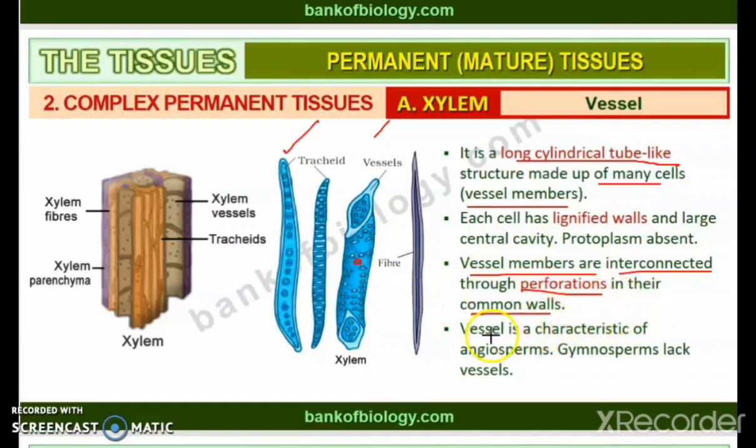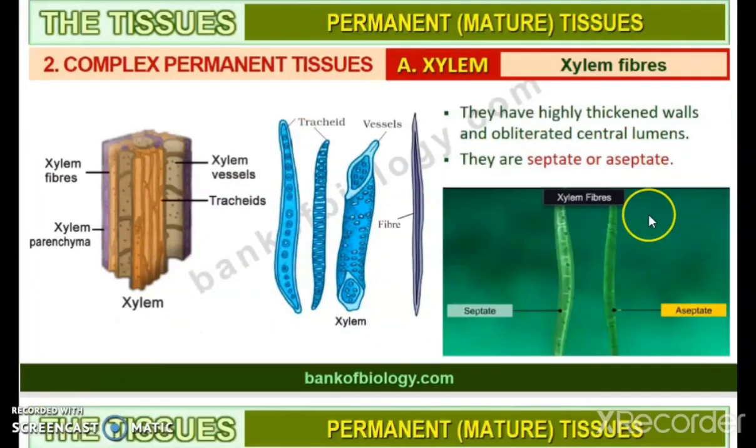Okay, and vessel is a characteristic of angiosperms. Gymnosperms will lack vessels. So angiosperms are flowering plants and gymnosperms are the non-flowering plants, right? So like pine trees and all, they don't produce flowers. So gymnosperms will lack vessels. But in angiosperms, vessels are a characteristic of a flowering plant.